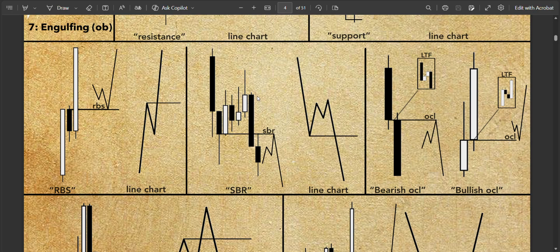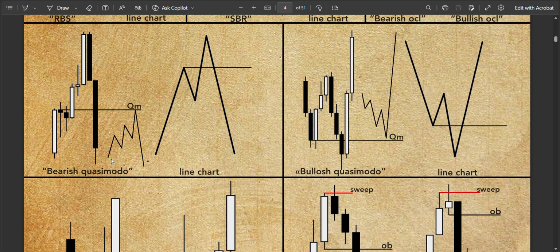So when it is SBR, also you see SBR how it is, and you can just see how it looks on the chart. Also on the line chart, a bearish OCL is also seen like the way you see in the example. When you come down to a bearish Quasimodo, this is how it looks like. On the line chart also it looks this way. Bullish Quasimodo is also just like the way you see it in the example here.